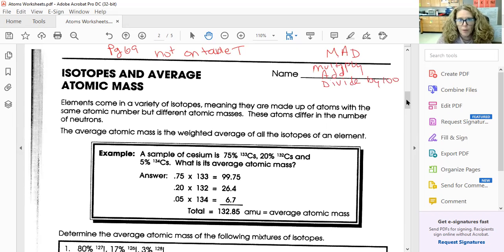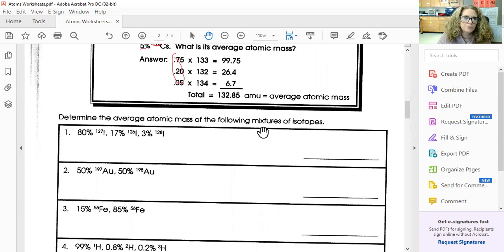We're going to have to multiply our percent. So in this case, 75% times the mass, which is 133. Then we would add 20% times the mass of 132. And then we would add 5% times the mass of 134. Notice how these percentages are written as decimals, which takes care of the dividing by 100. So let's get right to our examples.